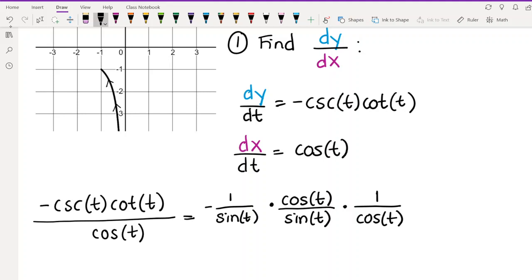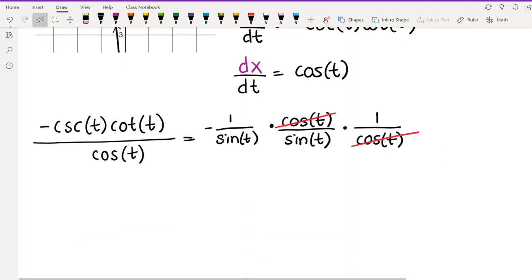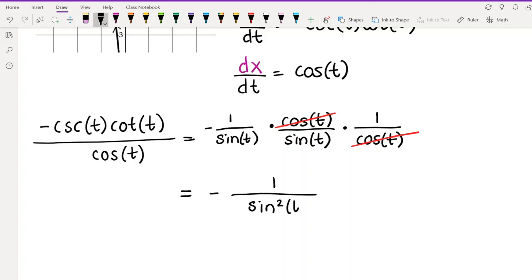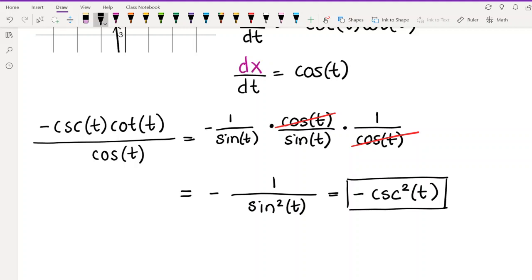Okay, so let's see how things simplify here. Well, we can get rid of a cosine. And so we're going to be left with negative 1 over sine squared of t. And another way of writing this would be negative cosecant squared of t. So that is our first derivative.